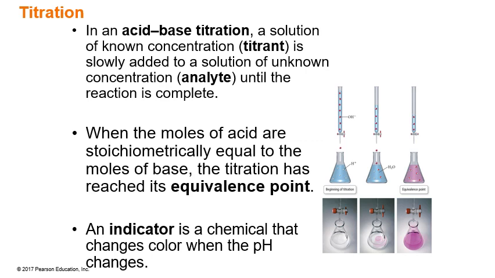In order to determine where that endpoint is, we have to add a signaling molecule that is a weak acid or weak base itself, and that is an indicator. And that changes color based on whether it's in the acidic form or the basic form of the weak acid or weak base, or of the indicator.